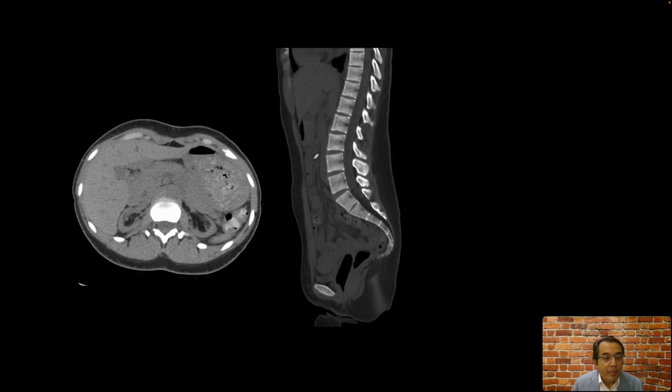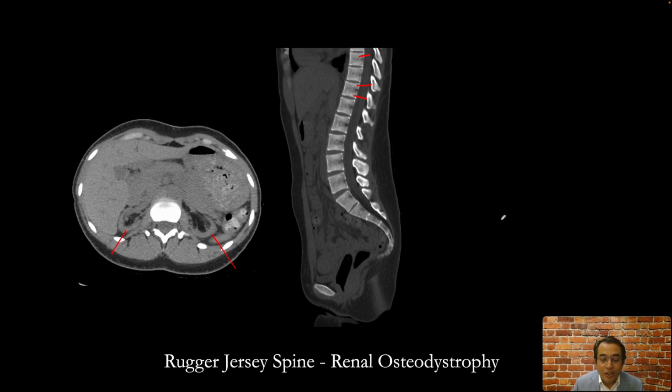Here's our next patient, and the finding is in the spine, shown in the bone windows on the sagittal view. We find that the vertebral bodies are hyperdense, and near the superior and inferior end plates we see the hyperdensity, and in the middle there is some lucency. Also on this axial image we notice that both kidneys are atrophic, and so this patient has findings from renal osteodystrophy, and this particular finding that we see in the spine is called Rugger-Jersey spine.